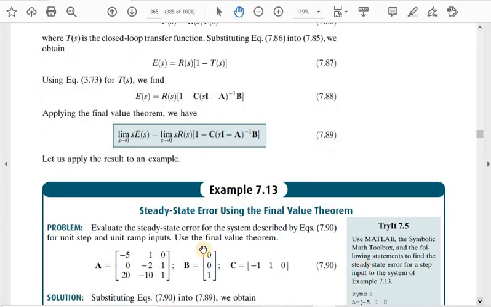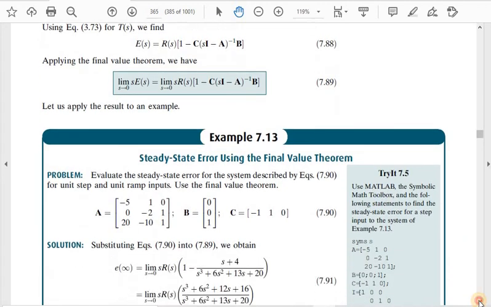So for example, this A, B, C. The first thing is to calculate the transfer function. If you remember, we did it. That was C times (sI minus A) whole inverse times B. So this will give you the transfer function. And then plug into this formula and apply the final value theorem. You will then find the steady state error.